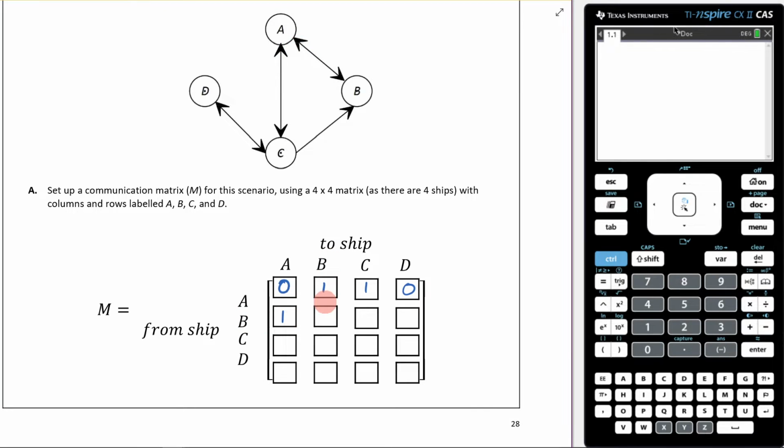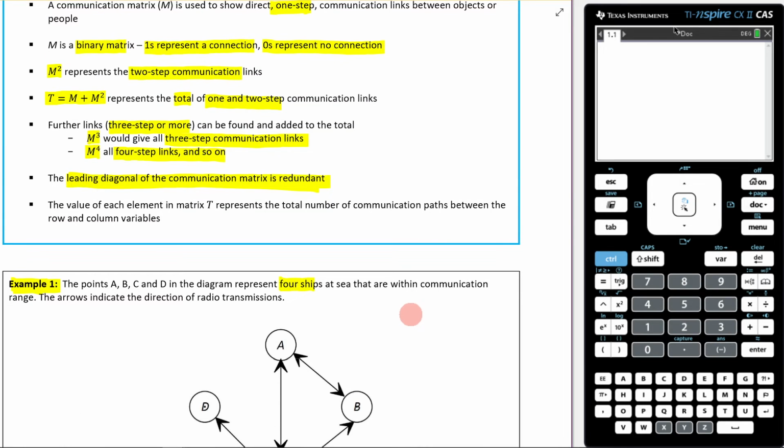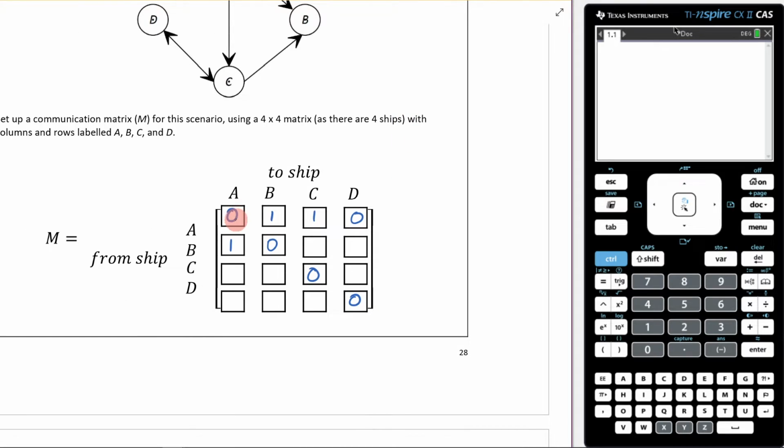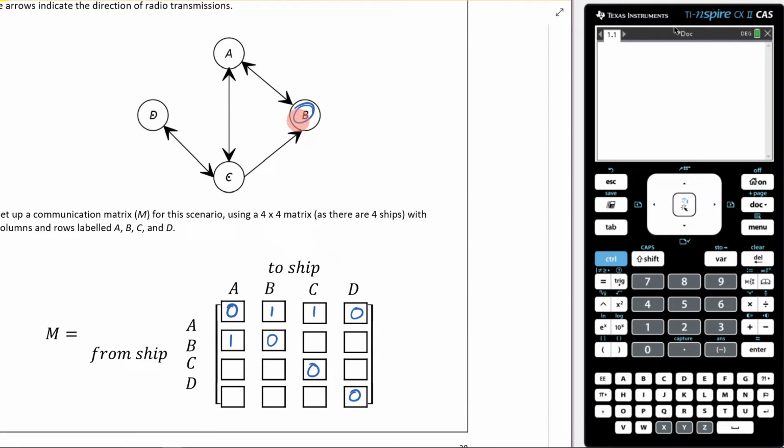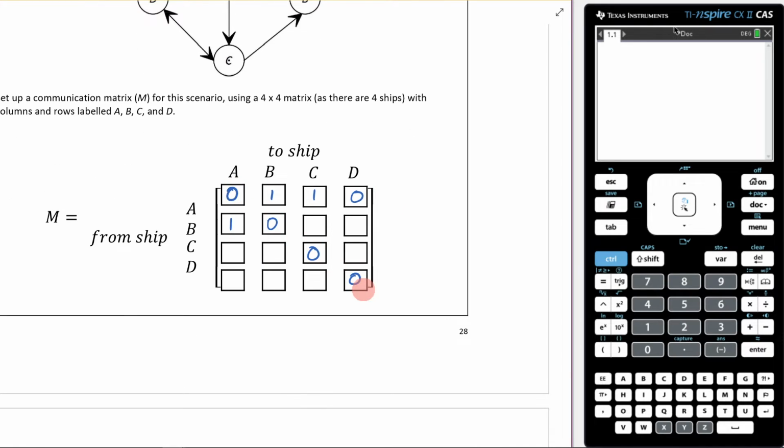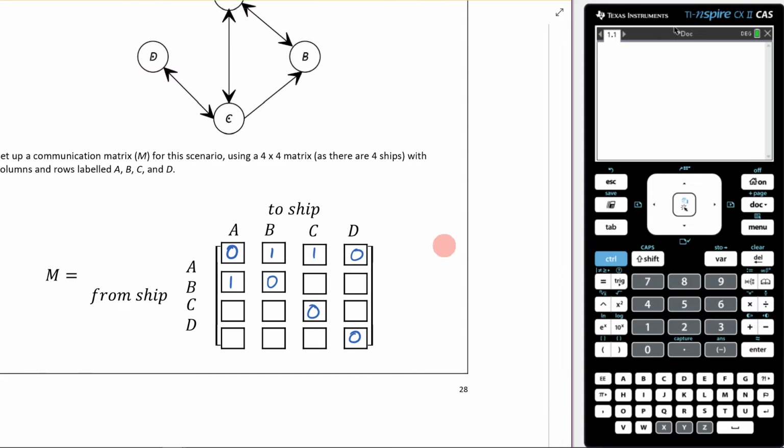Can B speak to B? Again, we put a 0 here because it really doesn't make any sense. And this will now lead us into the idea that we're actually going to put a 0 there and a 0 there because this is redundant information, which brings us back to this sentence right here. The leading diagonal of the communication matrix is redundant because it makes no sense to talk about communicating with yourself. So A to A, B to B, to say it simply, if you're in ship B and you've got a message for ship B, you would just go tell someone on the ship. You don't need to go to another boat to then tell them. So the leading diagonal here really is redundant. The information is pointless. Okay, we continue.